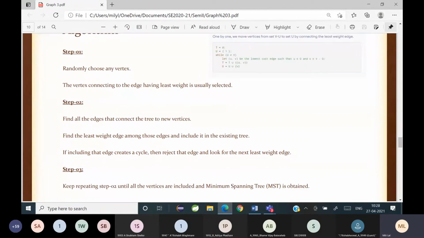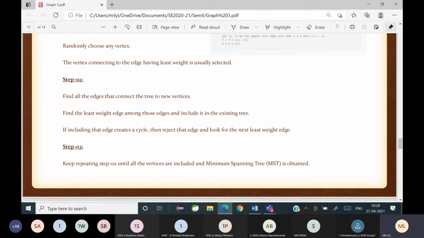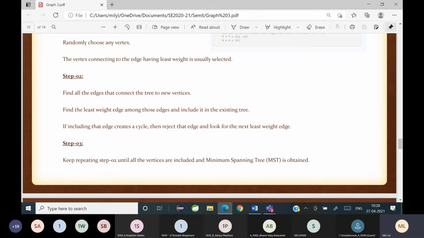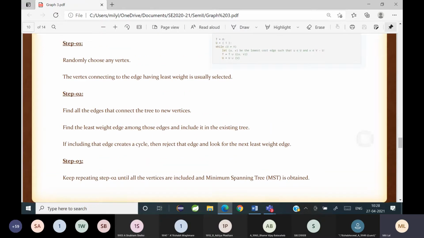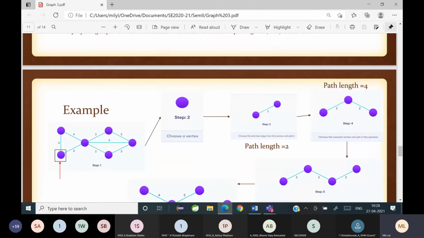Okay. And step 2, find all the edges that connect the tree to new vertices and find the least weight edge among those edges and then include it in the existing tree. If including that edge creates a cycle, then reject that edge and look for the next least weight edge. You do this step repeatedly until all the vertices are included. And the thing we have to keep in mind is it should not result in a loop. It should not be closed. So that is what we have to keep in mind.